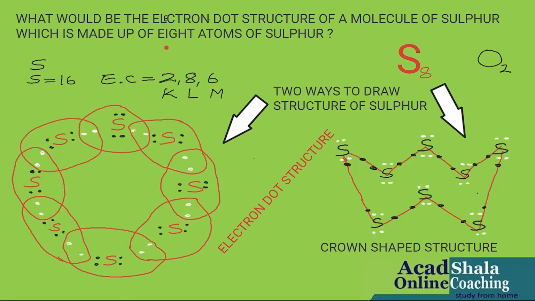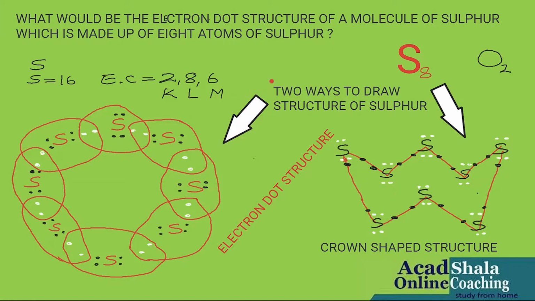Now the first step to do this question is step 1: we will write the symbol S. The atomic number of sulfur is 16, and the electronic configuration is 2, 8, 6. This is the K shell, L shell, M shell, and this 6 is the valence electrons, that is, the electrons in the last shell, which is also known as the valence shell. So we will work on the valence electrons.